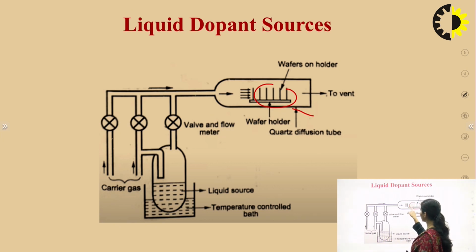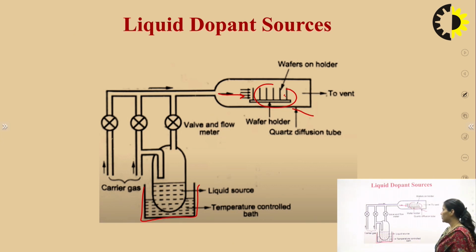Here the wafers are vertically arranged as previously shown. This is the inlet for the gases. What is the difference between the previous figure and this one is that here the dopant source is in the liquid form. Where is this placed? This is placed in this bucket.